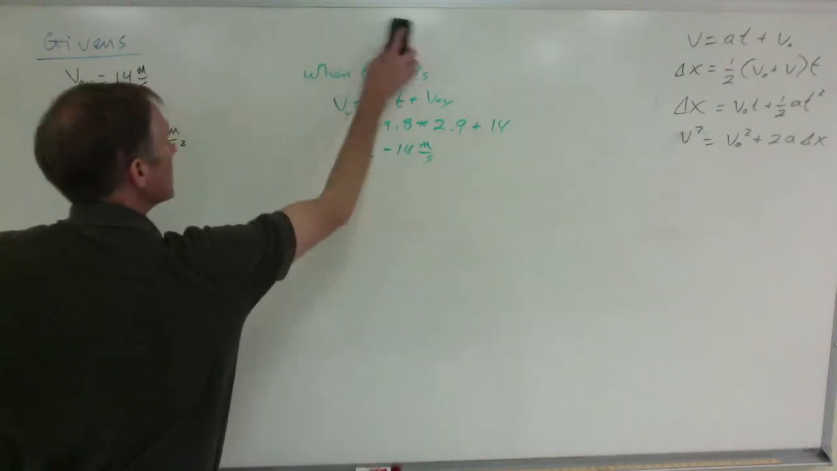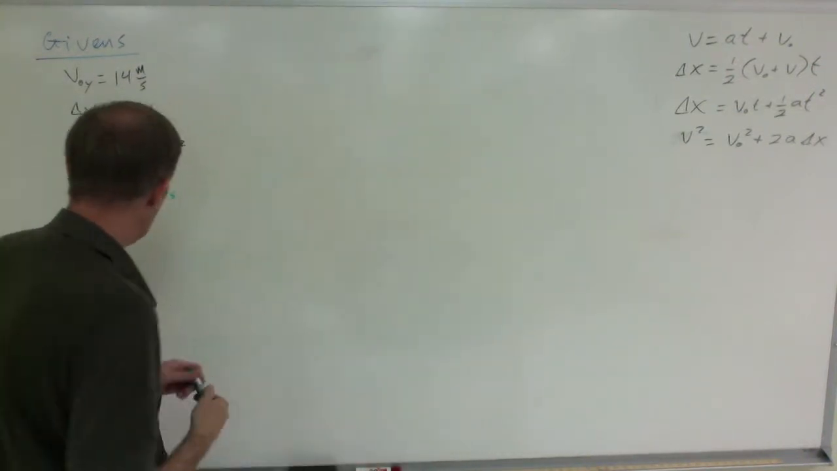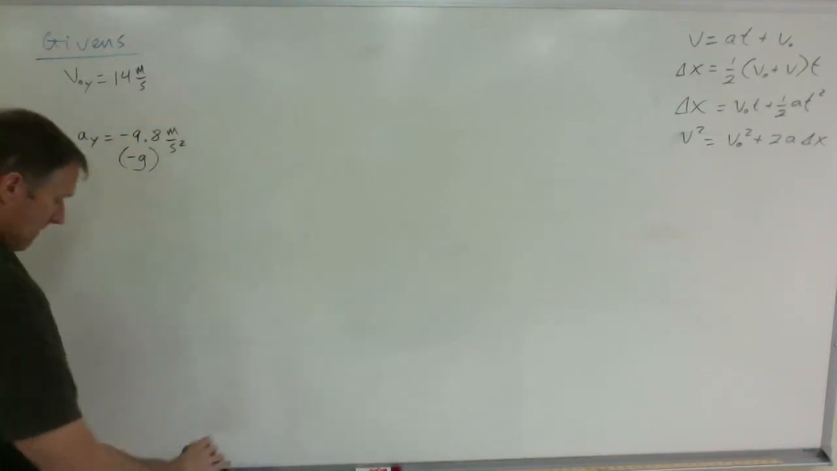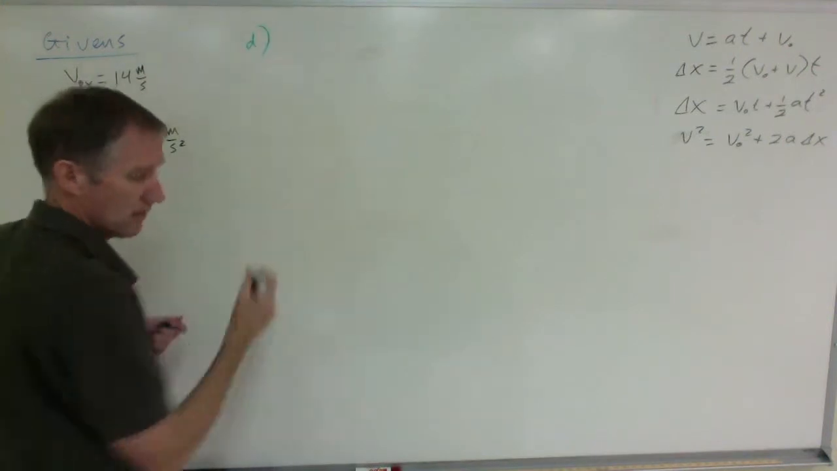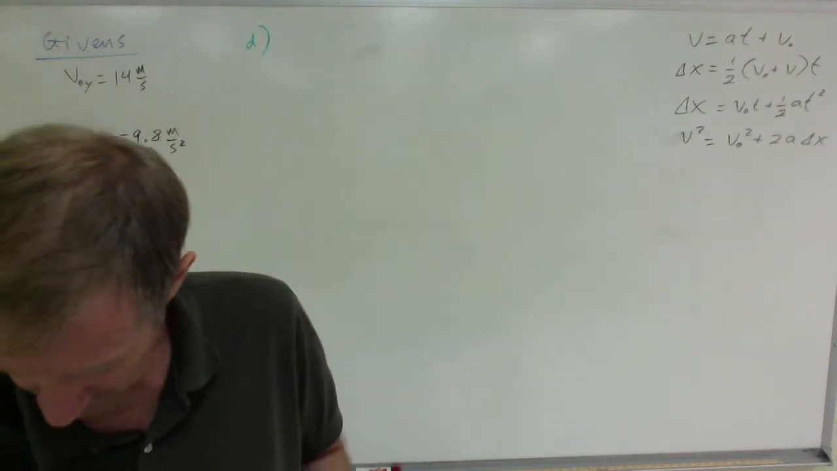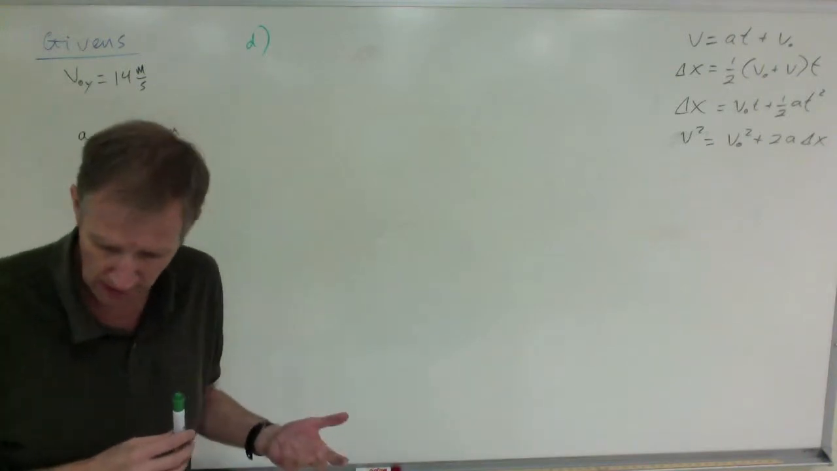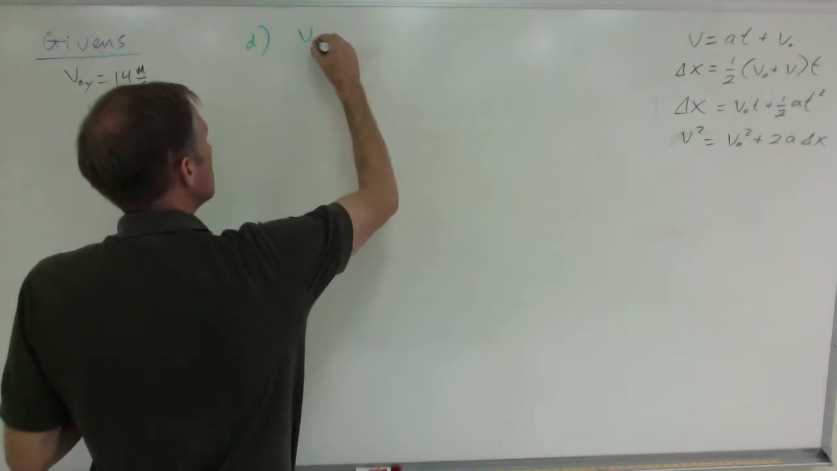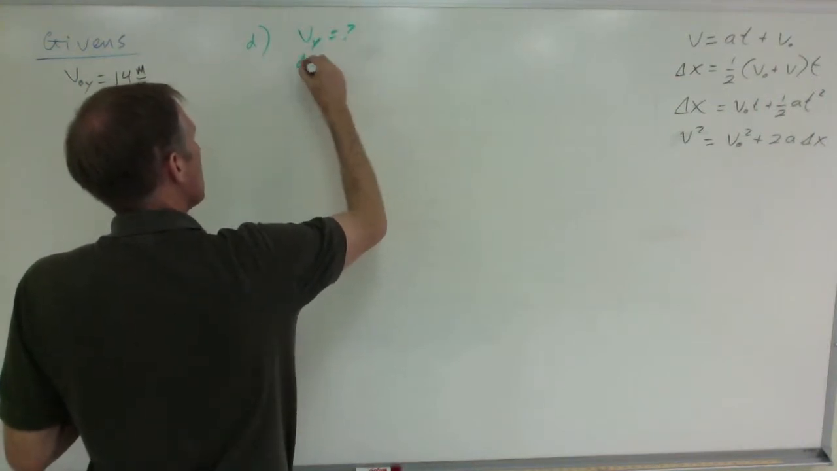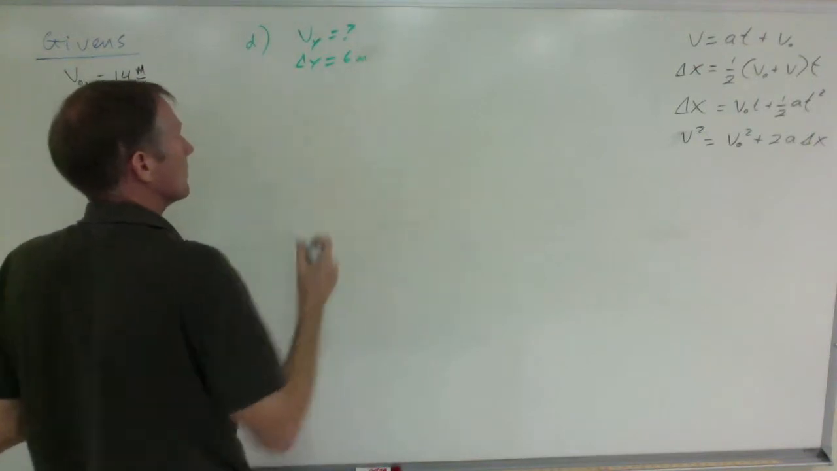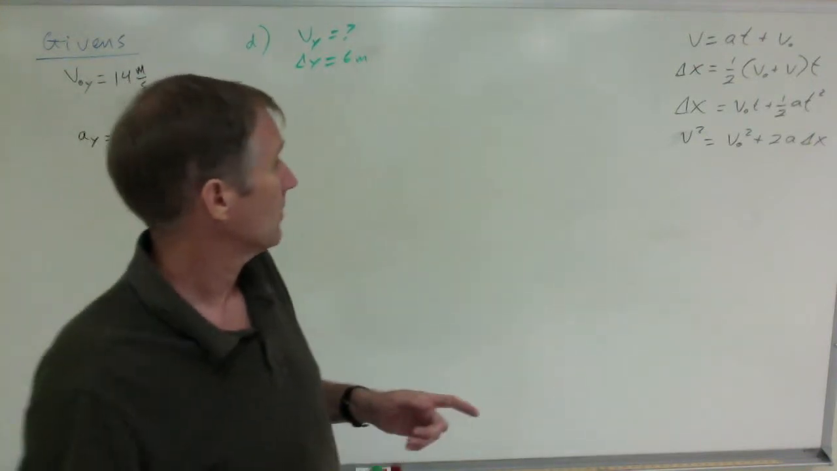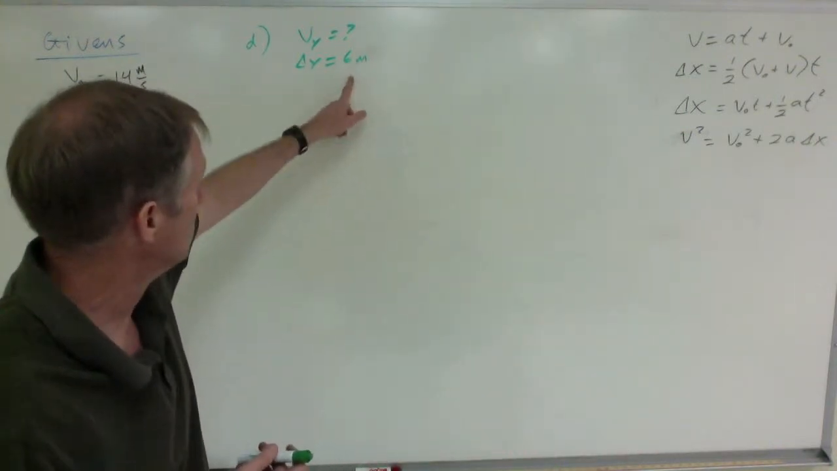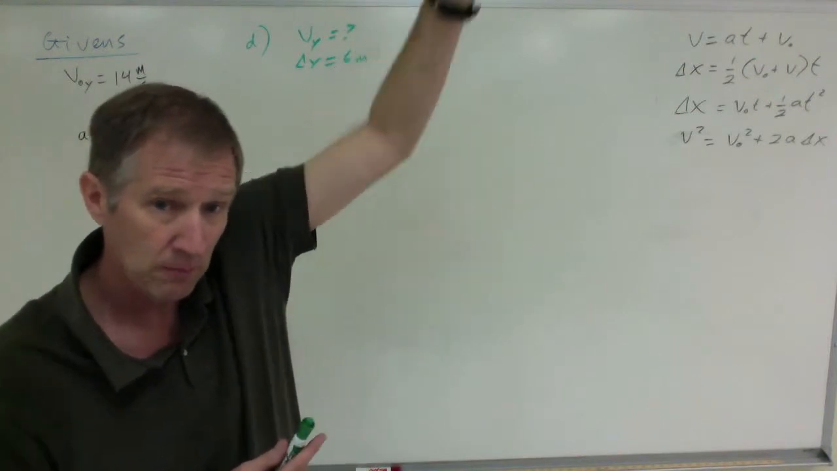All right. This next part, this is part D. What is its velocity at a height of 6 meters? So what is its velocity when delta y equals 6 meters? Well, there are two answers. One on the way up and one on the way down. One will be positive, one will be negative. I know it passes through 6 meters because it goes all the way up to 10 meters. We already did that, part B.